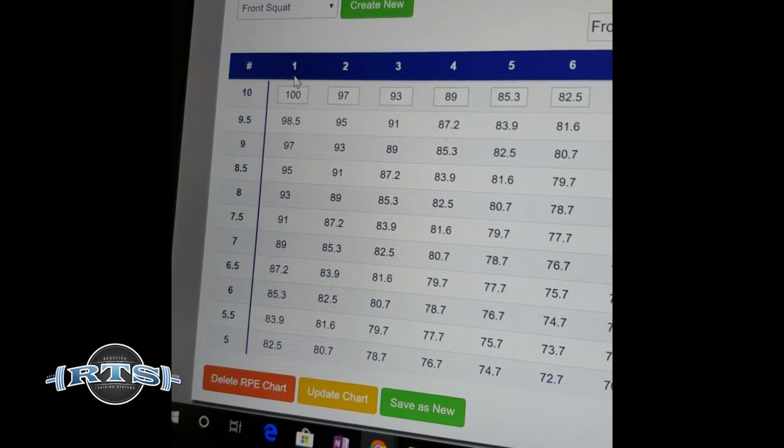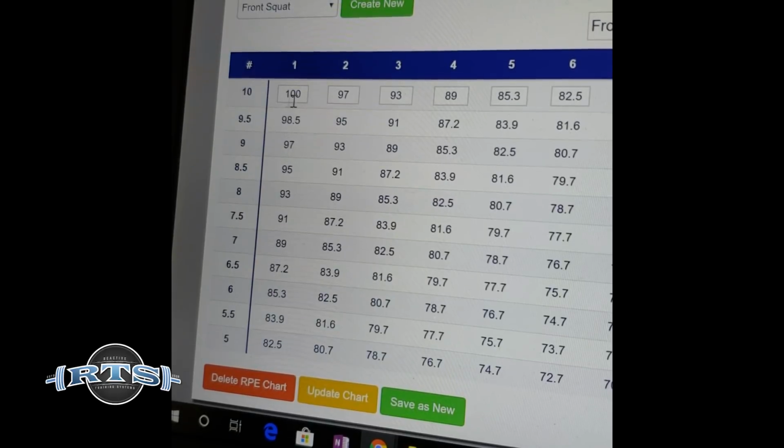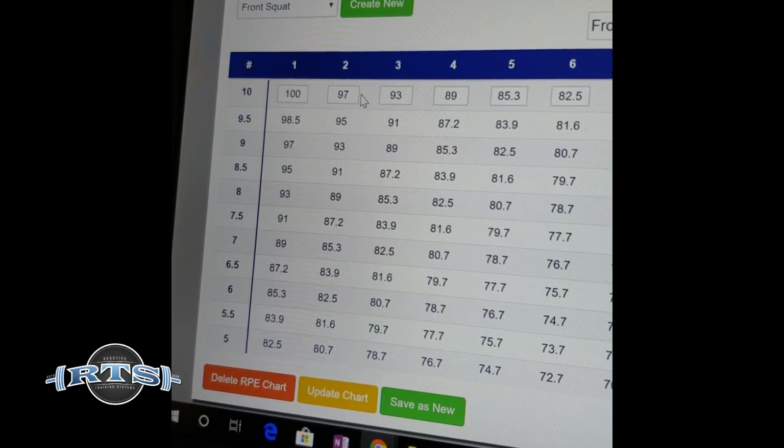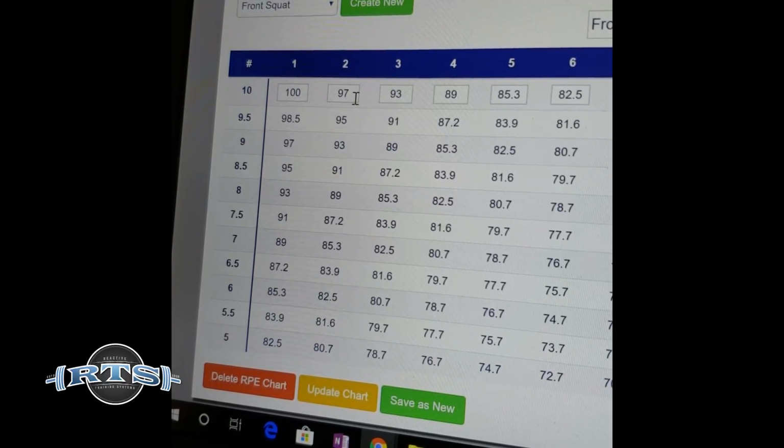So if you do 1 repetition at a 10 RPE, that's by definition going to be 100%. That is a 1 rep max, so that's 100% of your 1 rep max. If you do 2 repetitions at a 10 RPE, you can see for my front squat at least, it's about 97% of my 1 rep max, and so on.